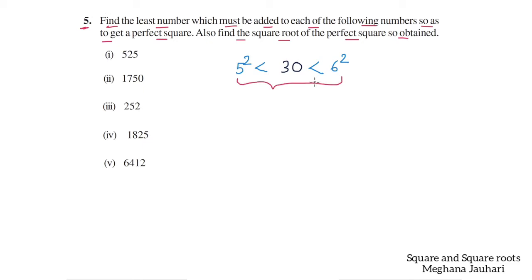This helps you to easily find the smallest number that you can add to 30 to turn it into a perfect square. Just find the difference between 30 and the perfect square that comes right after 30, that is 6 square or 36, and the difference is 6, right? And now to the number 30, if you add 6, you'll get 36, which is a perfect square.